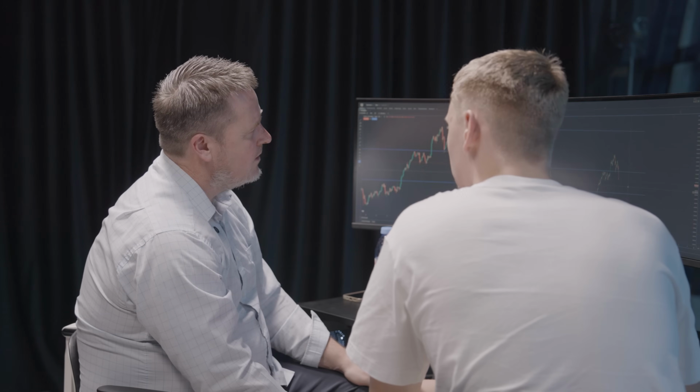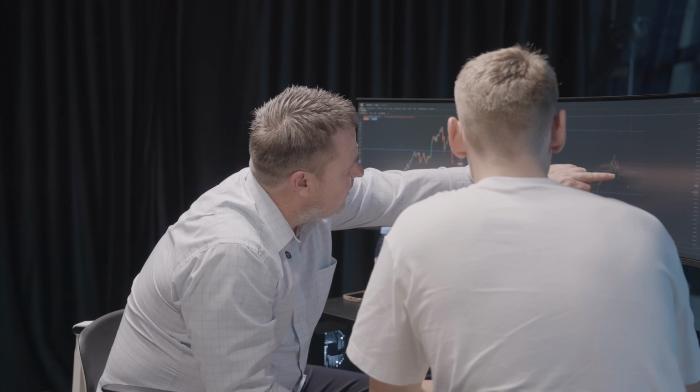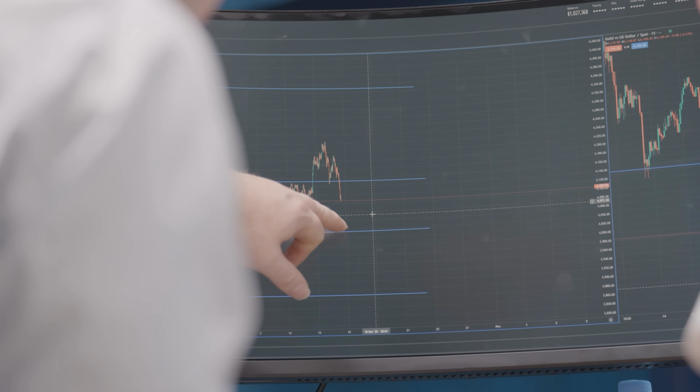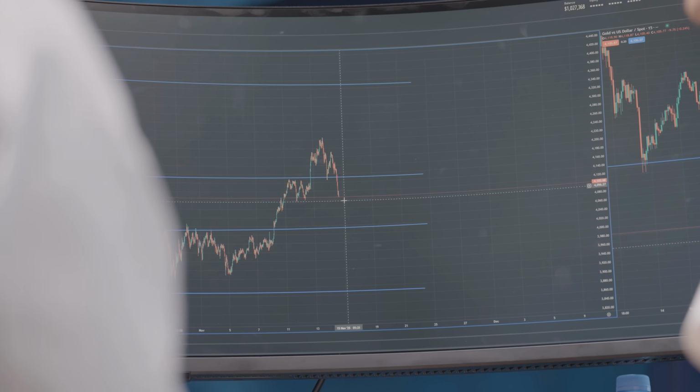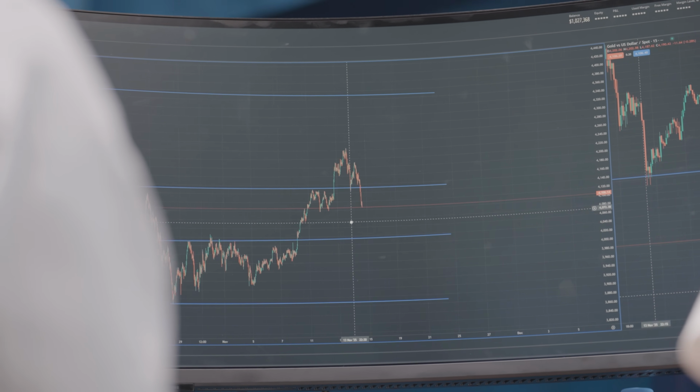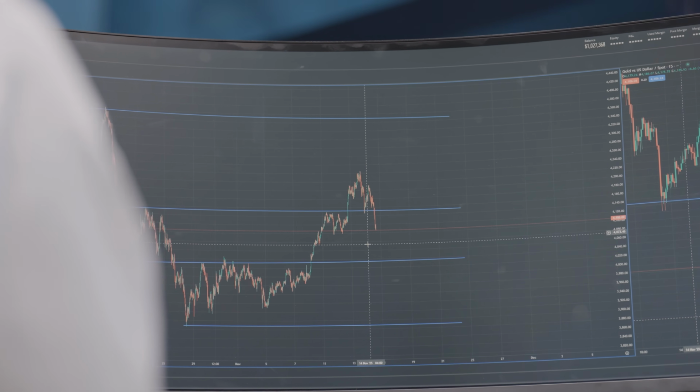No, I mean, that line there, is it likely to come right down to the blue line, or will it bounce up from price here? Yeah, I mean, that's the thing. We'll have to see.